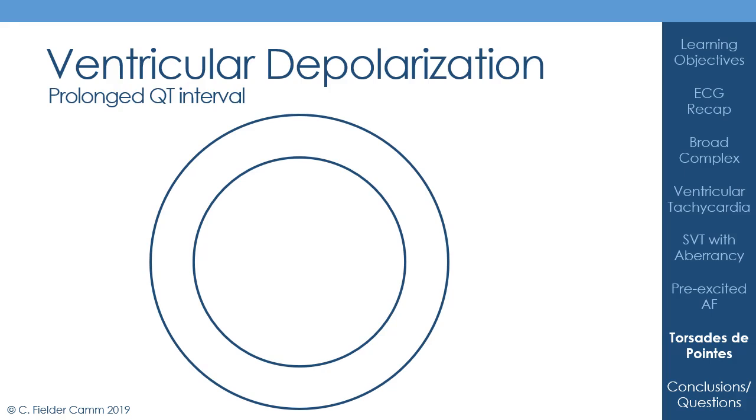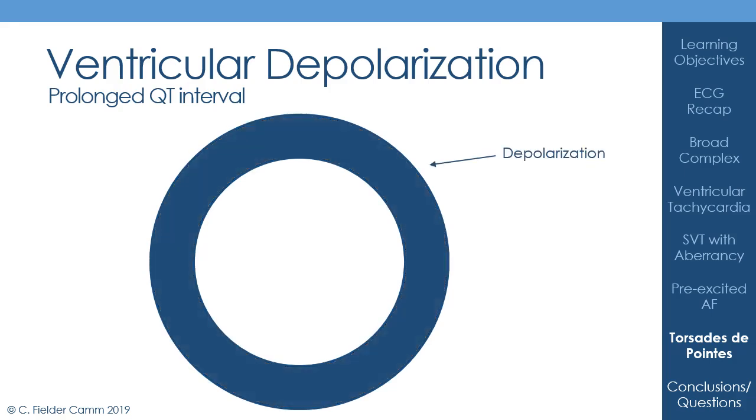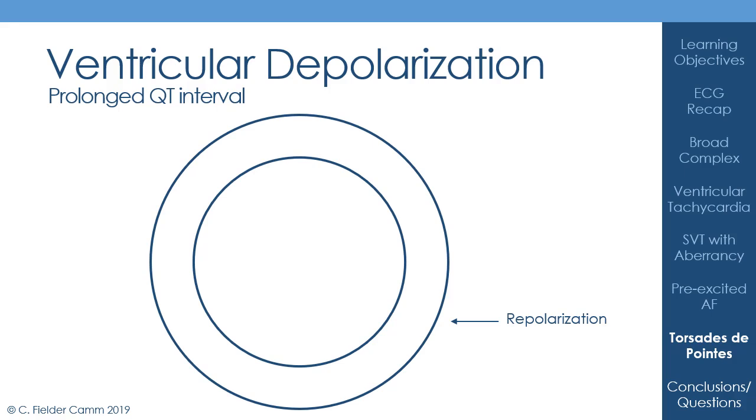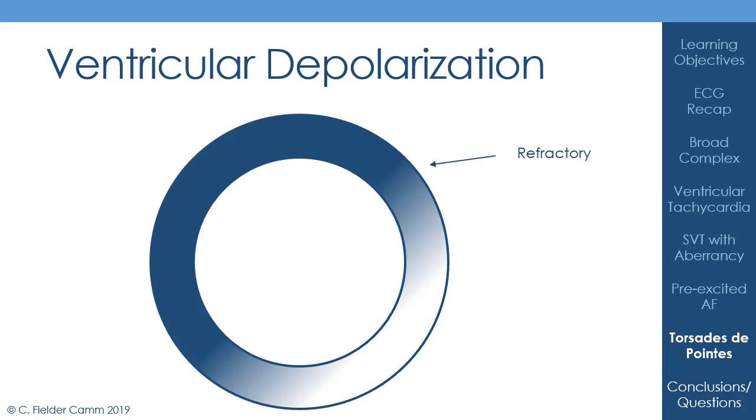Okay, well, what about in a prolonged QT interval? Well, we get our depolarization, and then because that distribution of depolarization times is broader, our repolarization takes place over a longer period of time. Okay, and what can happen is that you get areas of the heart that might be still refractory, these blue areas, versus areas that are ready to depolarize again. And this is all while the heart is still repolarizing.